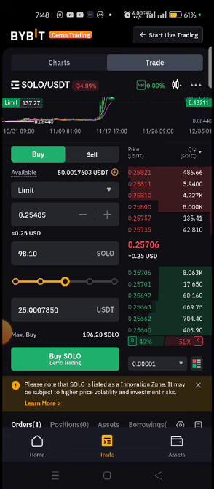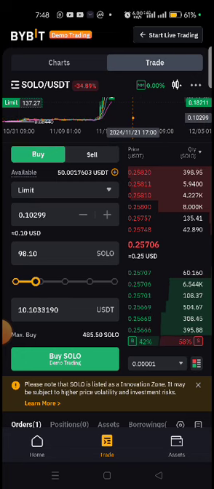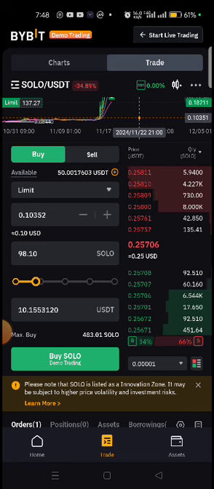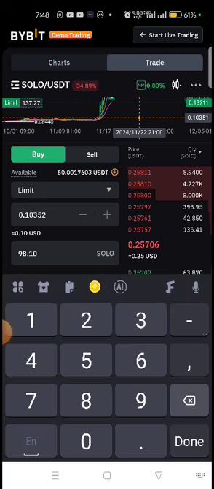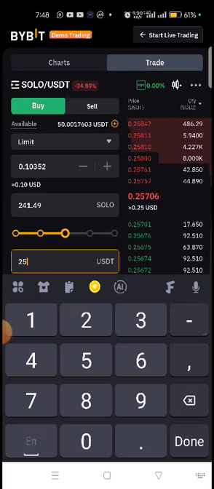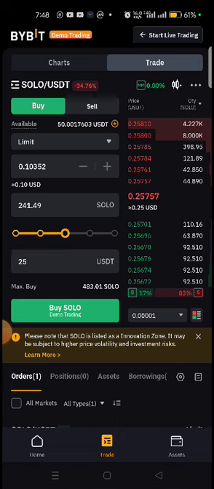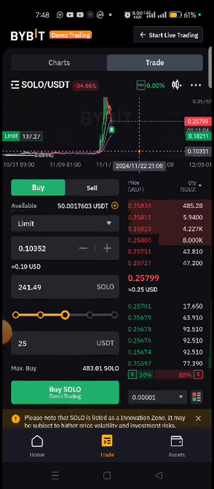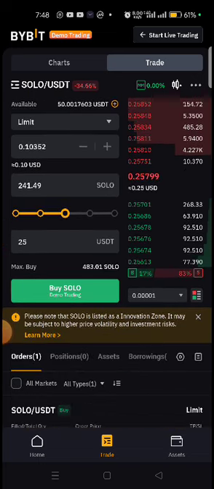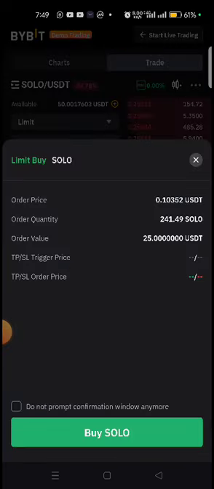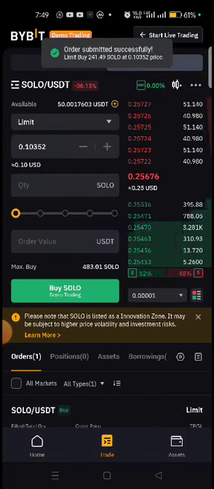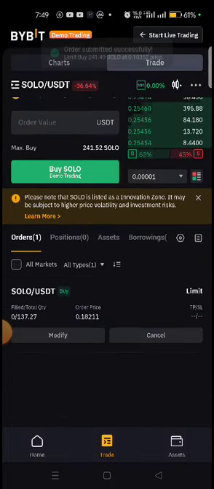Let me take it down again. Good. $25 at 0.01. $25. Let me write it here. $25. Okay, it's at 0.1. $25 is going to be buying 241. Okay, then I'll click buy. I'll place my order. This is a limit order, so another new limit order has been placed.